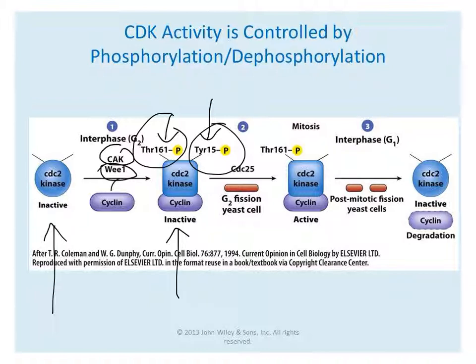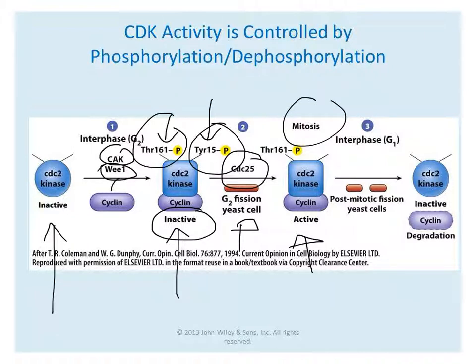Now, what you'll notice is the CDK and its cyclin with both these phosphorylations is still inactive. Full activation of this complex actually requires removal of the tyrosine 15 phosphorylation group, and that is done by a phosphatase called CDC25. It is at this point in time that the CDK cyclin complex will become active. You can see that this dephosphorylation event happens in fission yeast at the end of G2, which will help trigger the activity of the CDK cyclin complex to initiate mitosis, which you see here.